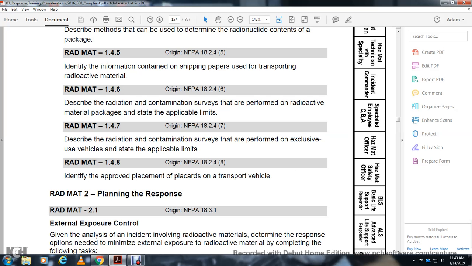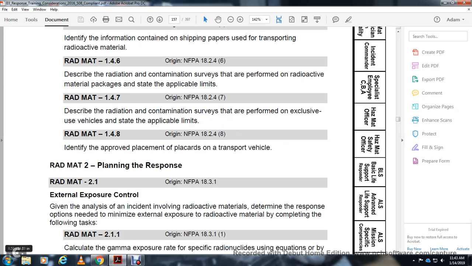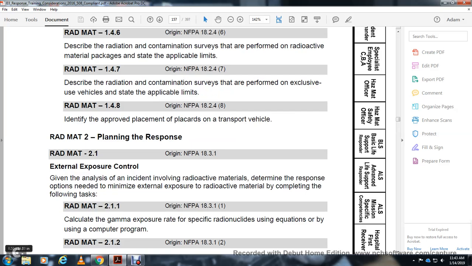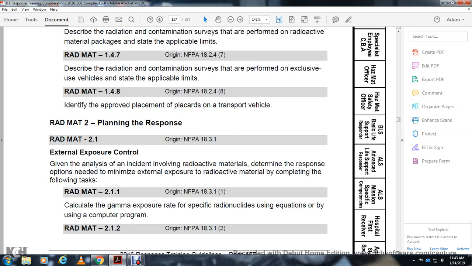Radioactive material planning: plan response, external exposure control. Given the analysis of the incident involved with the radioactive material, determine the response with the operation need with the minimum external exposure of the radioactive material to complete the following tasks. Calculate the gamma exposure rate of the specific radionuclide, using the equation and the computer program.